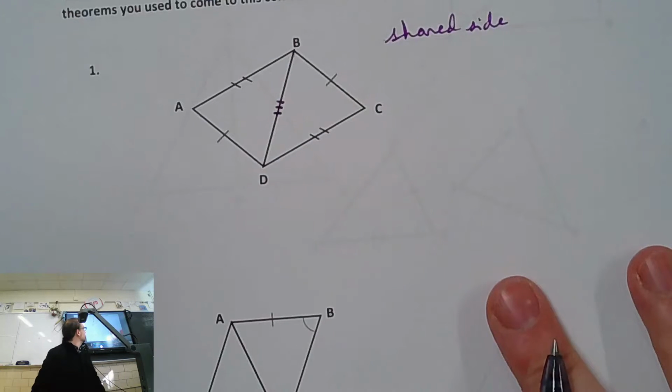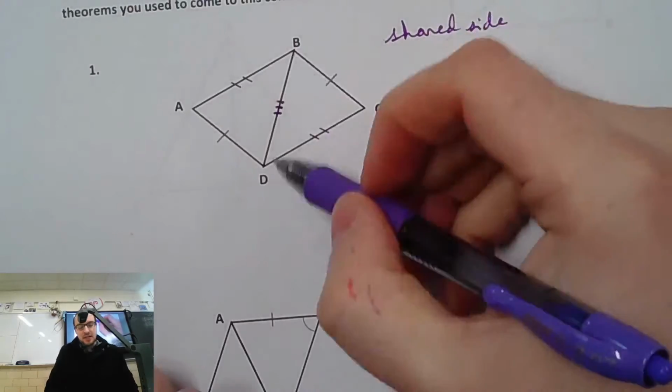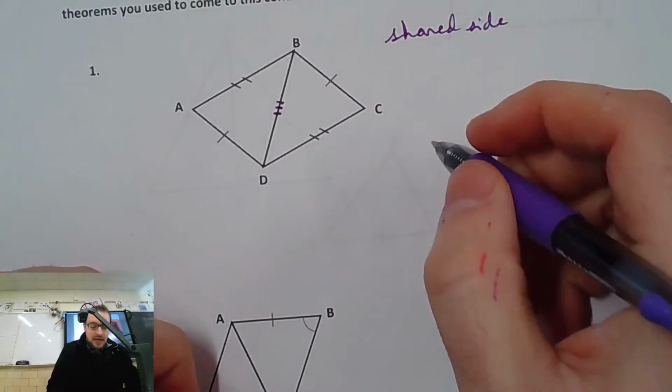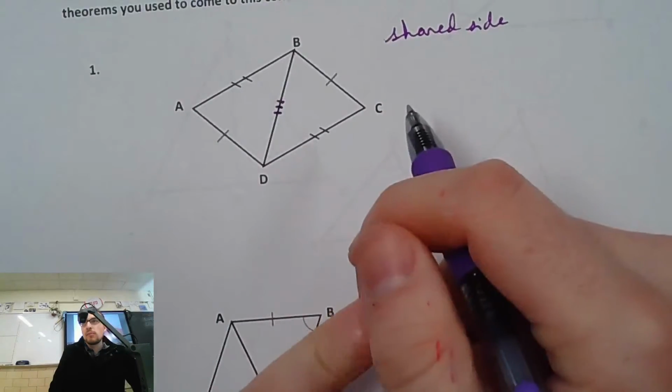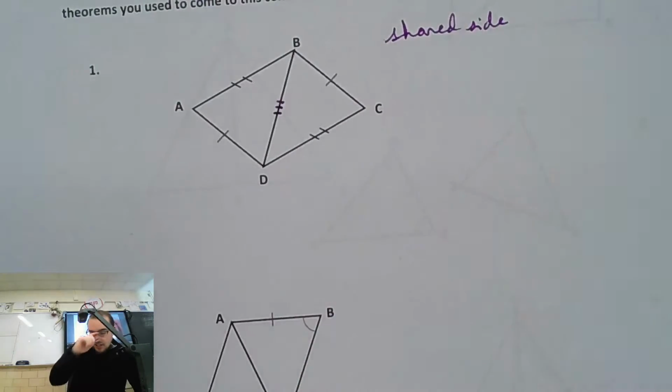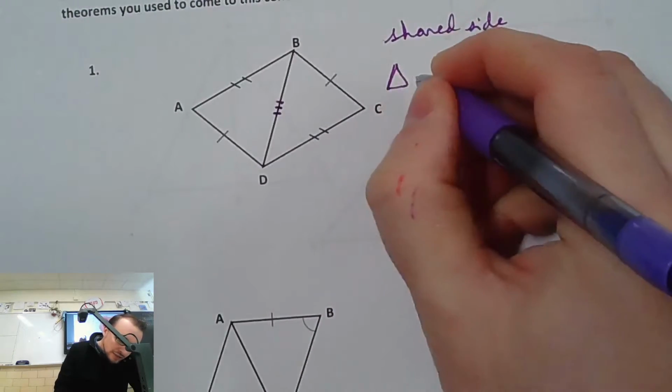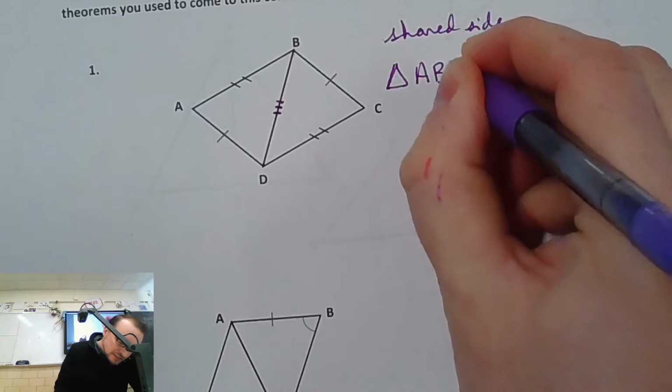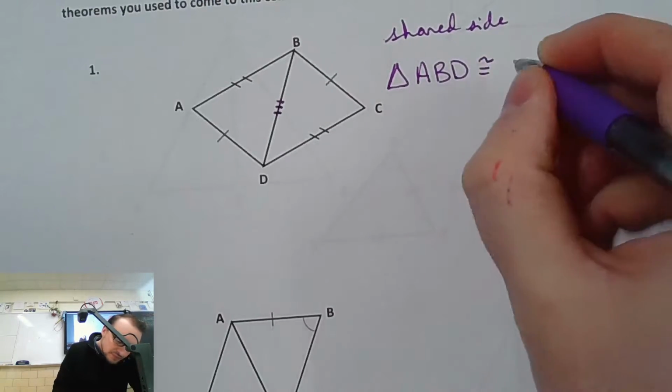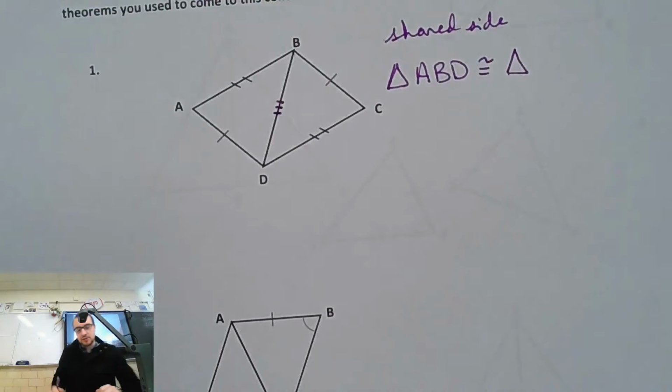So we have a shared side, BD, between the two triangles. Now, can we prove these triangles congruent? Yes or no? Yes, we can by side, side, side. So what I'm going to do is write that triangle ABD is congruent to the other triangle.